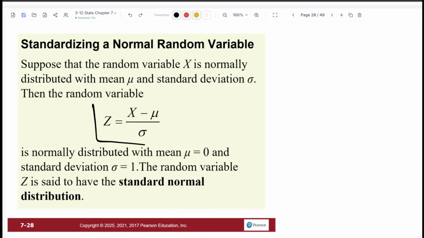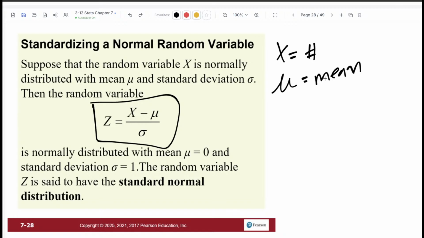This is not a formula I have a calculator for, so make sure you have that because we're going to use it a lot. And remember, x is the number, that's the mean, that's the standard deviation.